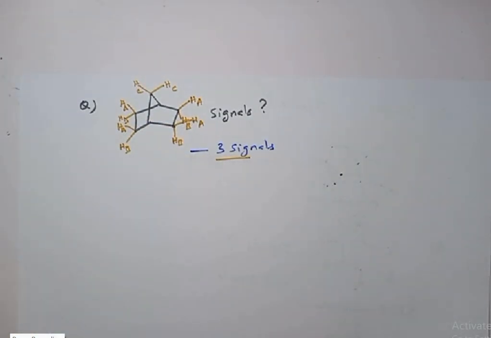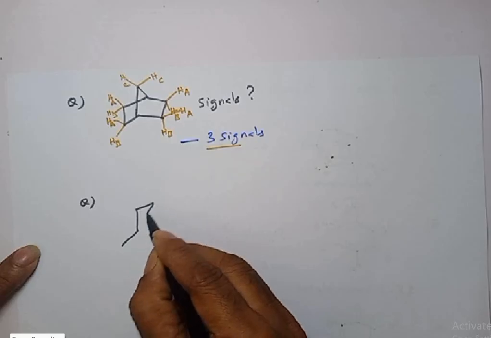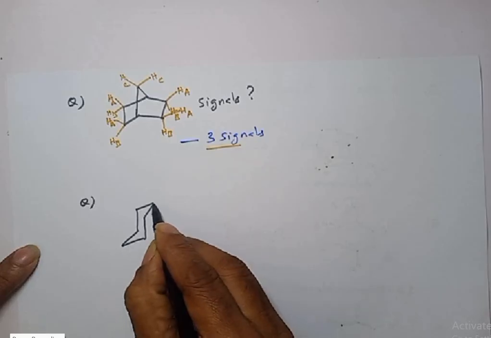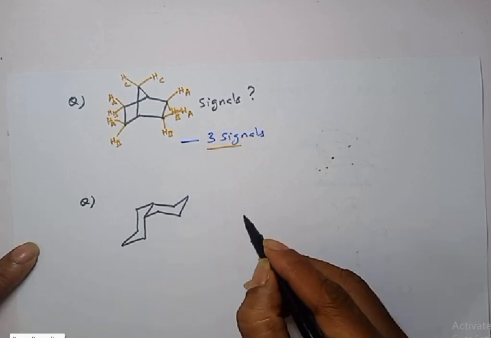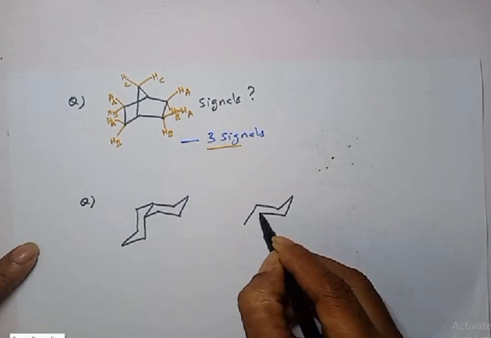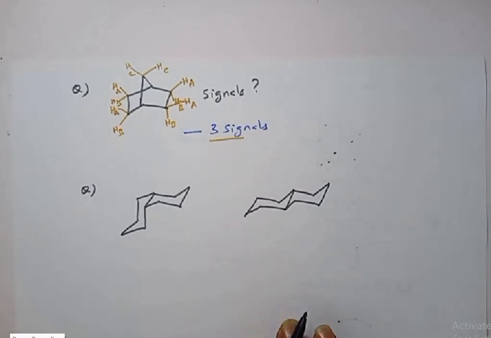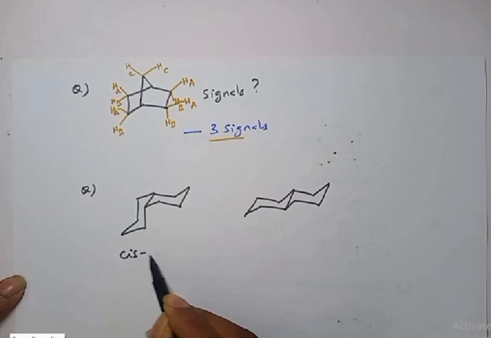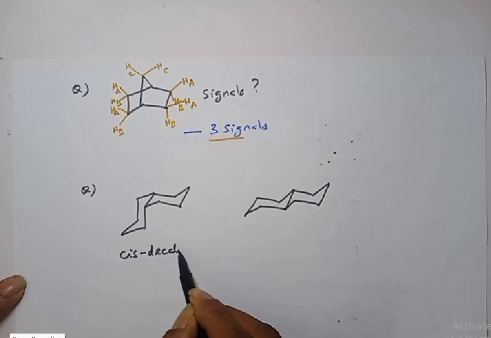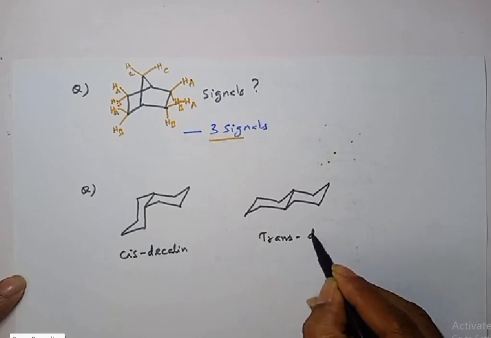Now let me give one more question. Try to answer this question. You may know the name of this compound. This is called cis-decalin, and this is called trans-decalin.